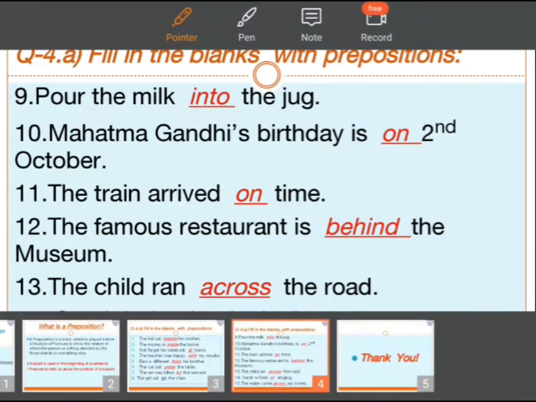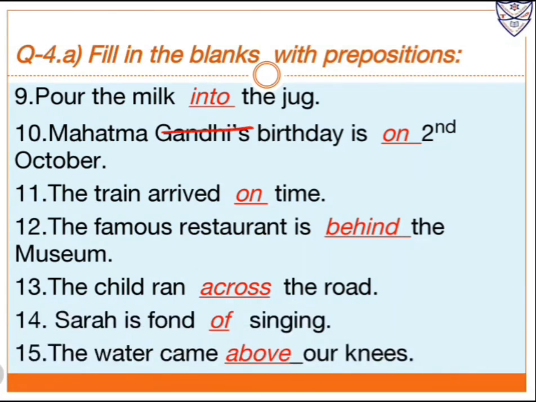So in all these sentences, words like into, on, behind, across, of and above, all these words are used as prepositions as they show the relation in which the person or a thing denoted by the noun stands to something else.